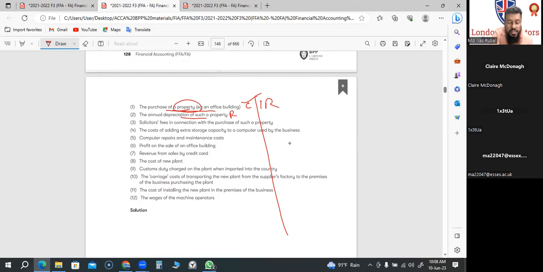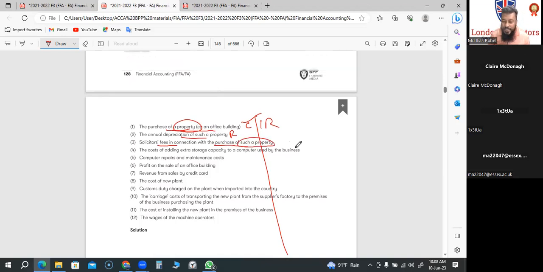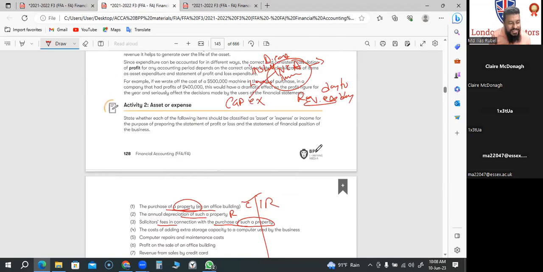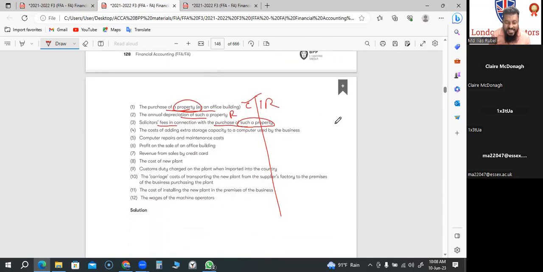Many of you answering. Solicitor fee. Ooh, connection to purchase of a property. Did you remember what I have said? Solicitor fee. Aha, good, good. Those of you saying capital, yeah, it's a professional legal fee, solicitor fee, capital expenditure.